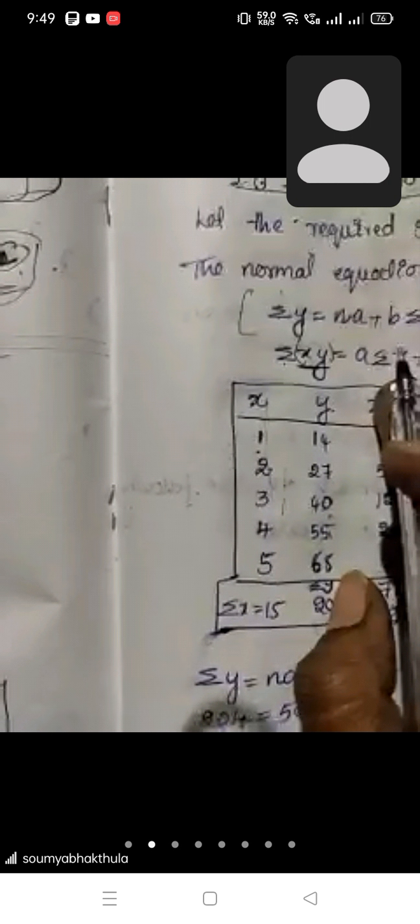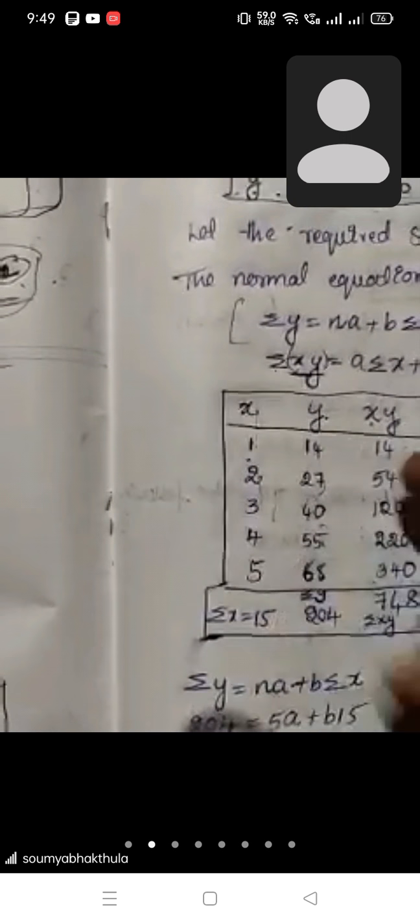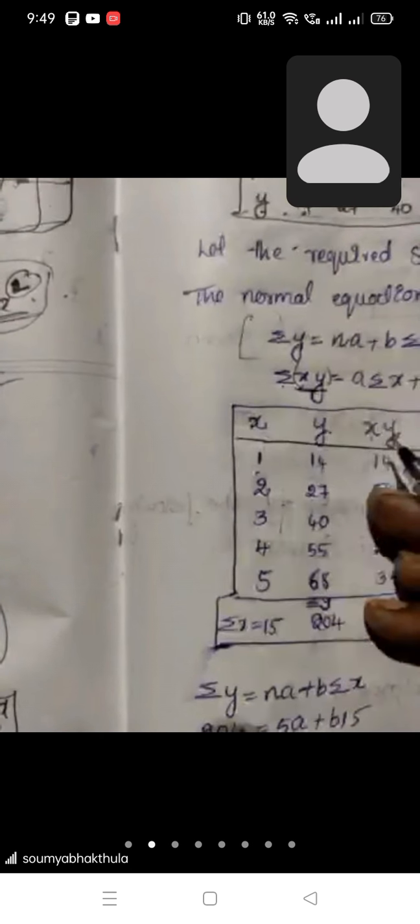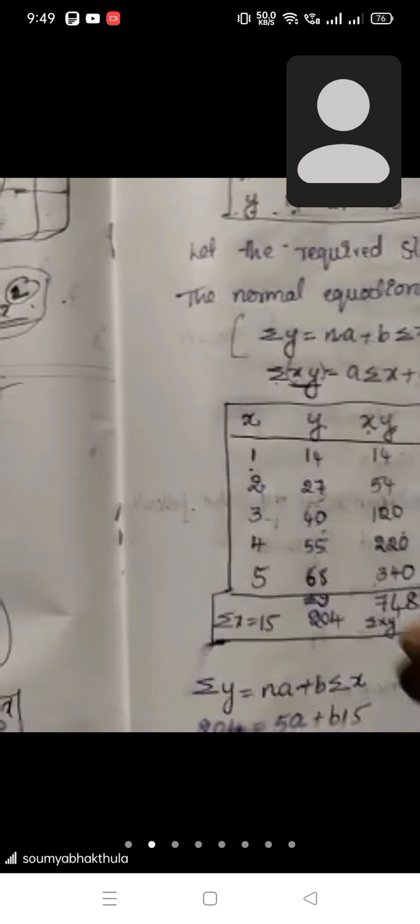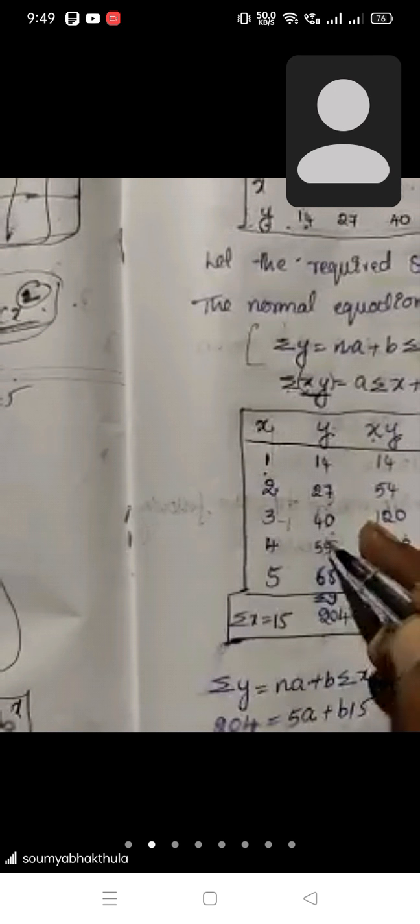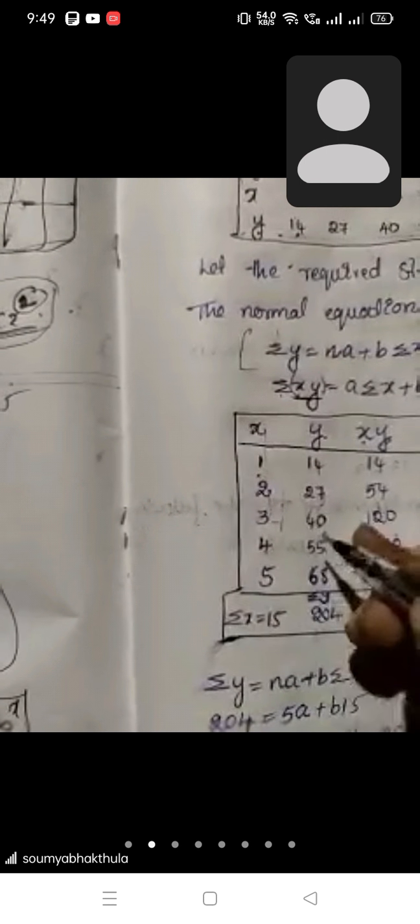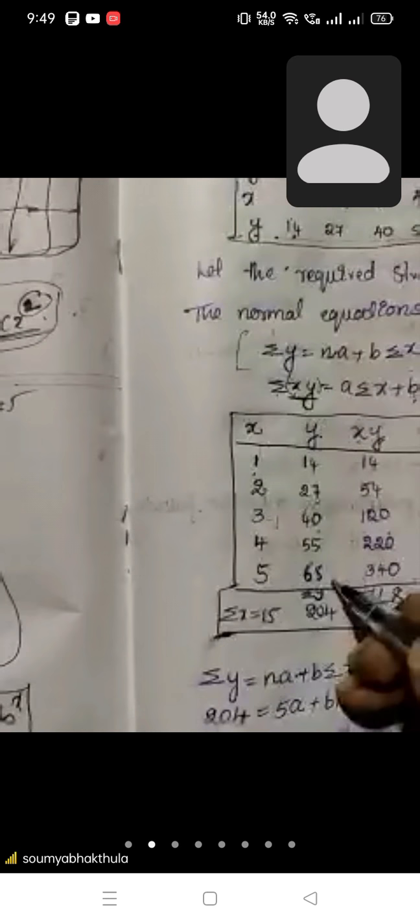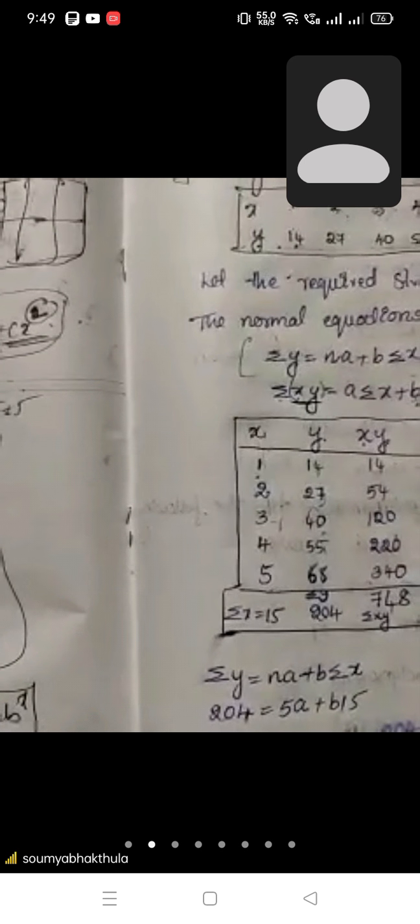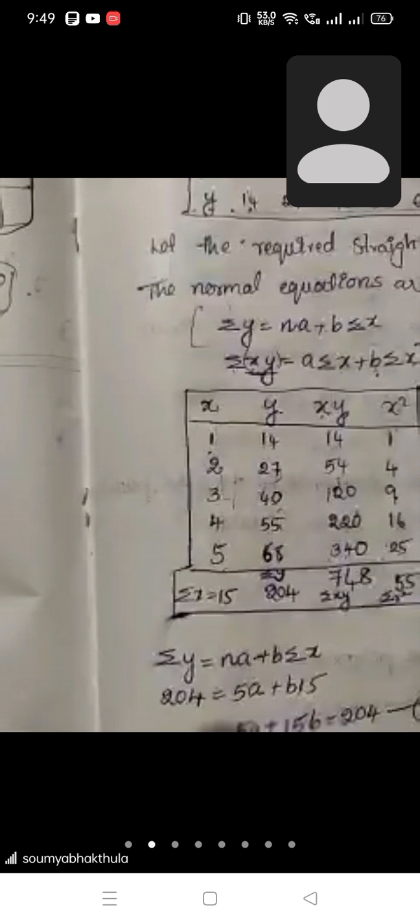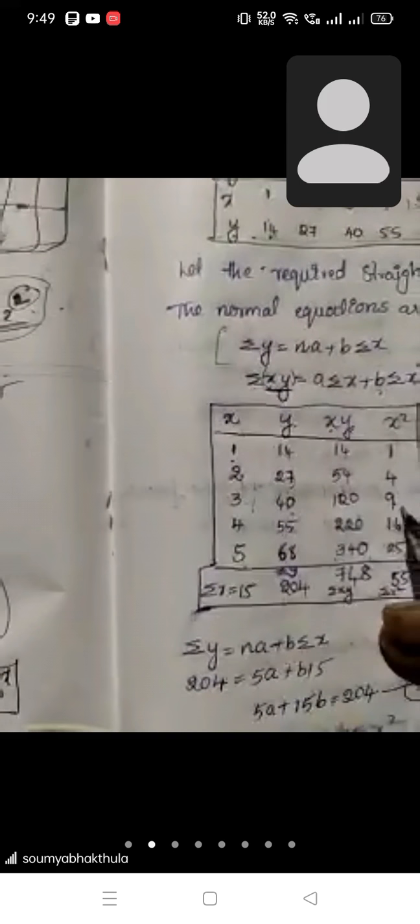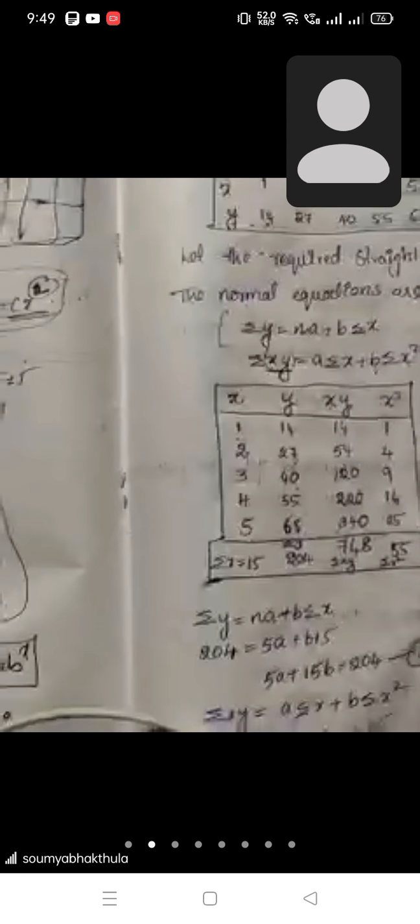Next, xy. So 1 into 14 is 14. 2 into 27 is 54. 3 into 40 is 120. 4 times 55 is 220. 5 times 68 is 340. Next, x square: 1 square is 1, 2 square is 4, 3 square is 9, 4 square is 16, 5 square is 25.